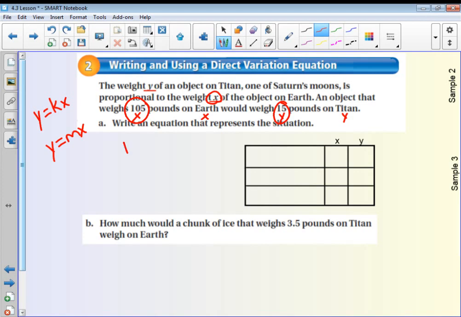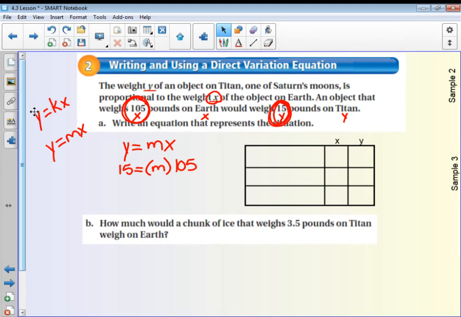Okay, so our original equation is y equals mx. So we're going to substitute in the numbers that we know for each of those letters. So, well, our y was 15 equals m, I don't know, so I'm just going to leave it as m, but x was 105. Okay, so that's not our final equation. We need to actually figure out what m is in order to work our direct variation equation. So we're going to go ahead and get m isolated. So right now it's m times 105. We're going to divide by 105.